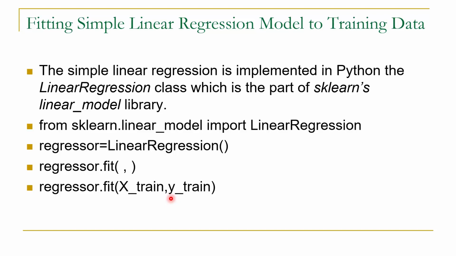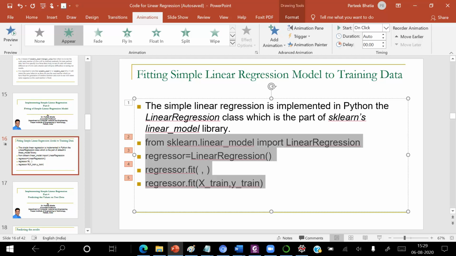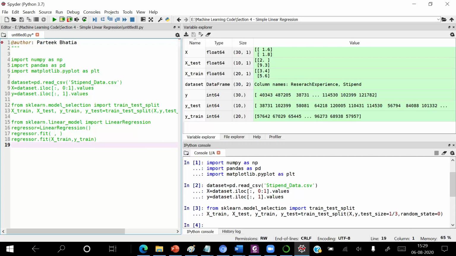Now let us move to Spyder to execute this code. So here I am going to copy this code. So let's copy this code here. This is our extra line, just delete that. So we have already executed our code up to train test split. We have xtrain, xtest, ytrain and ytest.